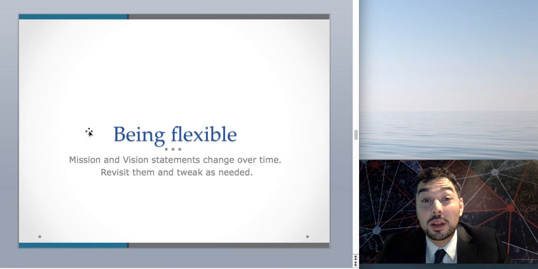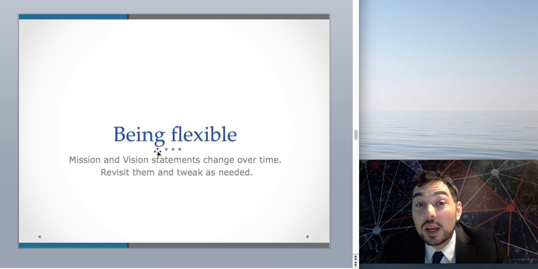What's really important when you're crafting your mission and vision statement is understand that you need to be flexible. They're going to change over time as your organization changes over time. You might decide that your customers are different. You might decide that your purpose is different. You might realize that you've actually accomplished your vision and it's time to create a new, further looking vision.